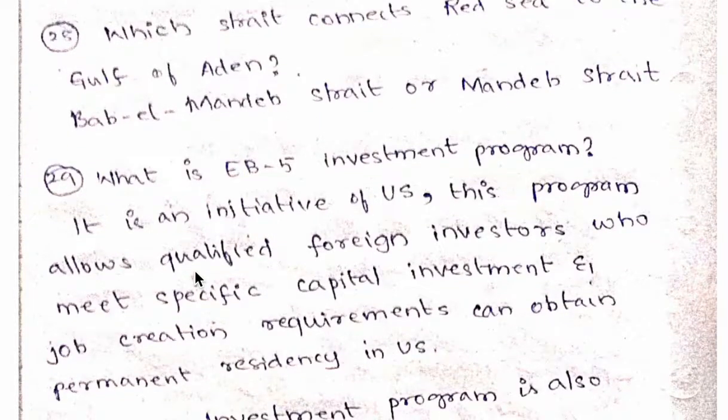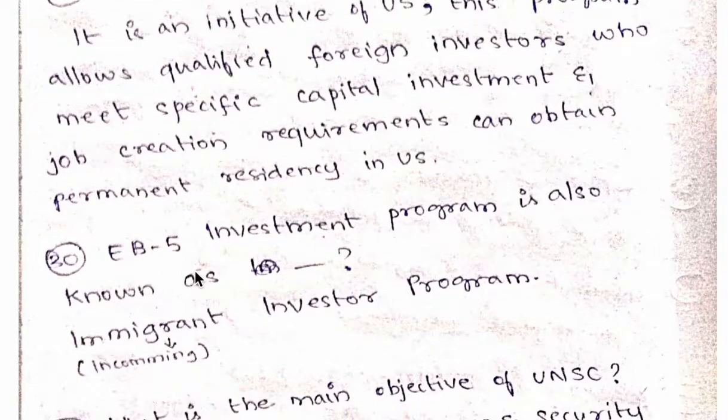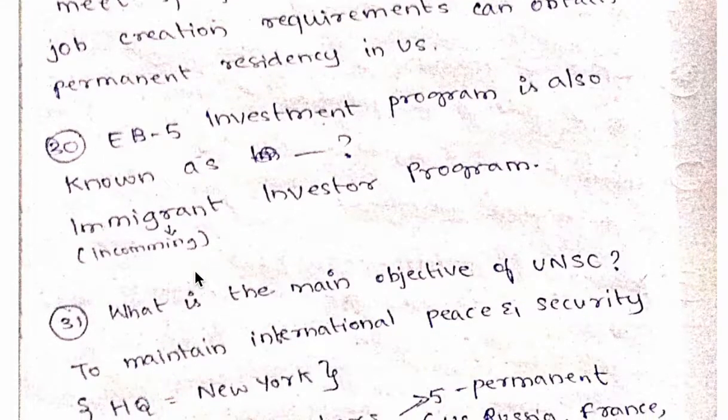29th question, what is EB5 investment program? So it is an initiative of US. This program allows qualified foreign investors who meet specific capital investment and job creation requirements to obtain permanent residency in US. 30th question, EB5 investment program is also known as immigrant investor program. Immigrant means the person who comes from other countries and stays here.